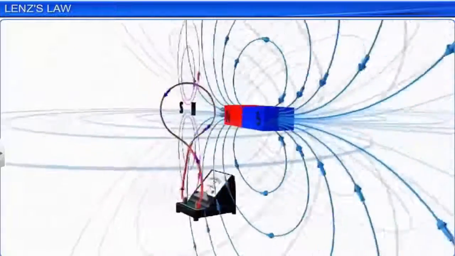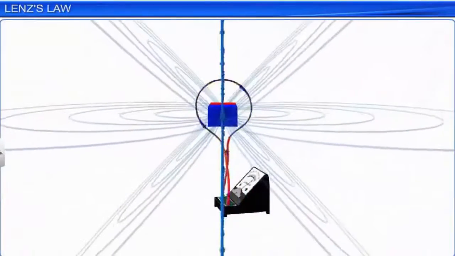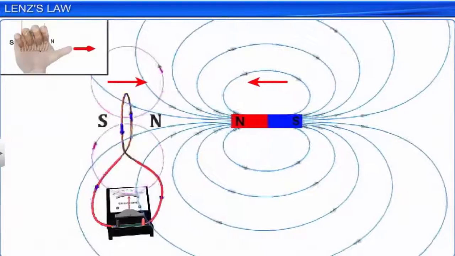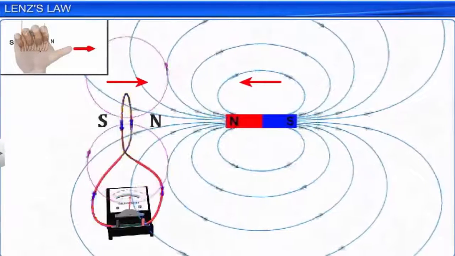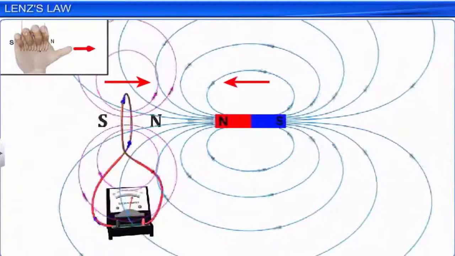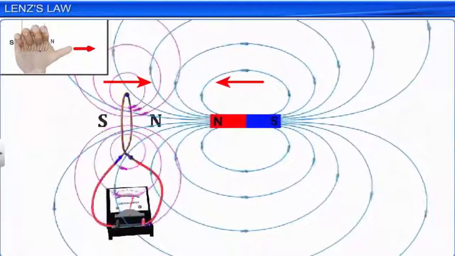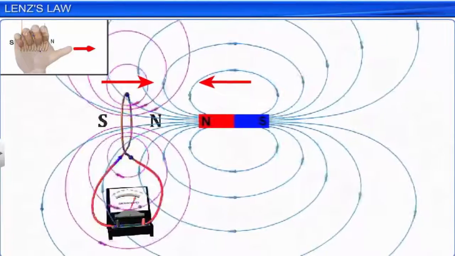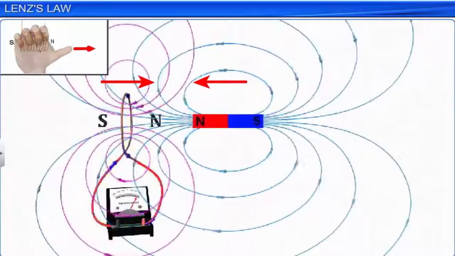The induced current is in a counterclockwise direction, looking from the bar magnet side. This current produces a north polarity towards the north pole of the magnet and opposes the motion of the magnet, thereby opposing the increase in magnetic flux through the coil. A force is required to move the magnet against this repelling force.